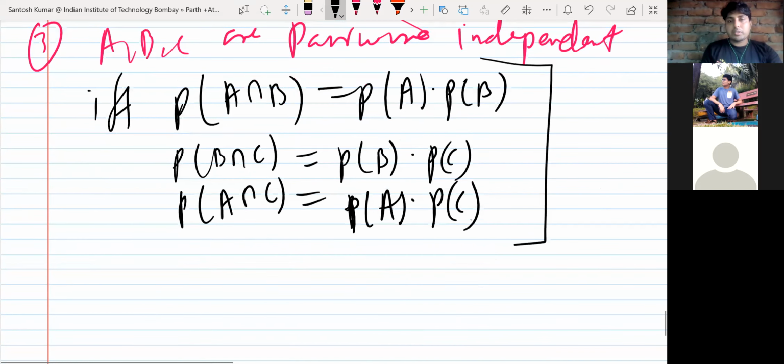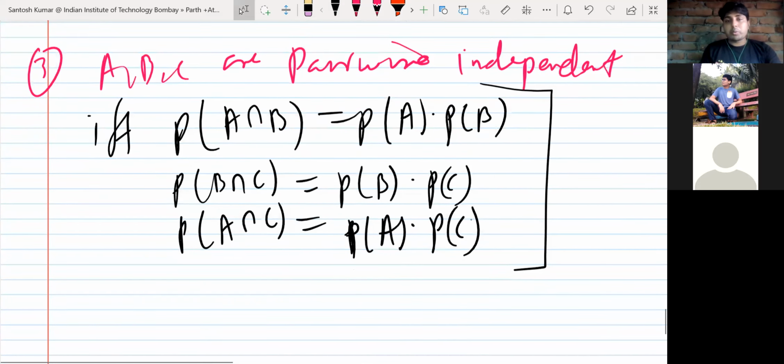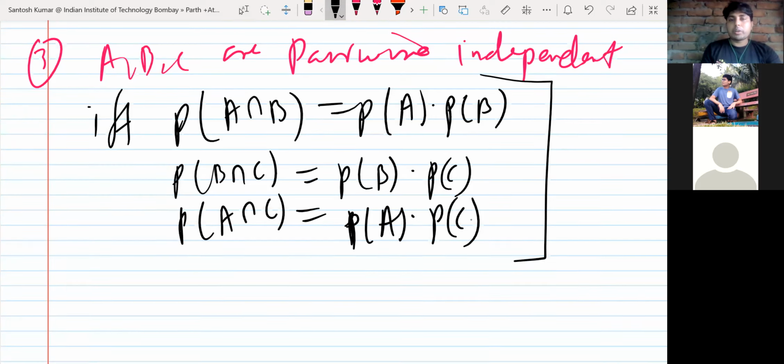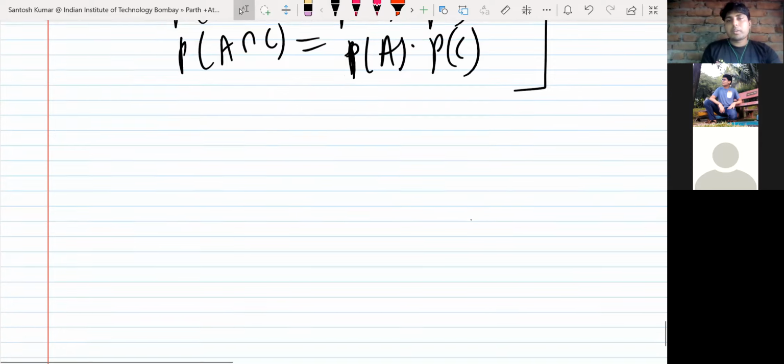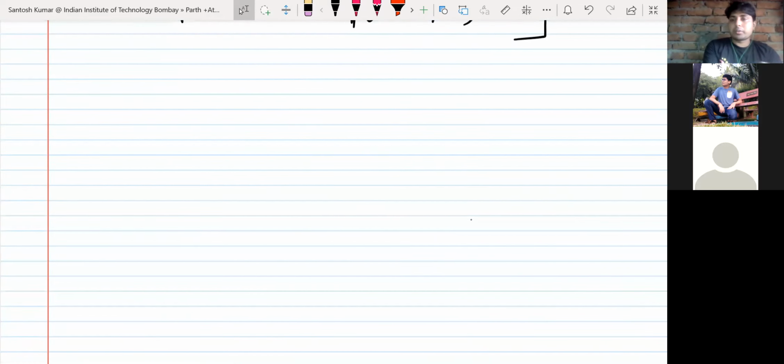So what did we discuss? What is conditional probability, the multiplication rule of probability. Then we came to independence: two events are independent, then three events are independent. So till now, does anyone have any doubt? If you have any doubt regarding that, you can ask. Okay, clear, sir. Good. So let me write the multiplication rule again, in generalized form.